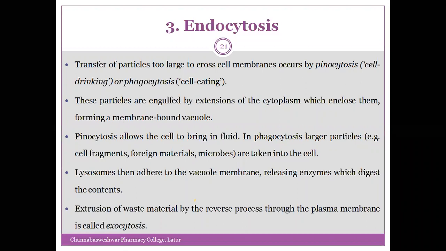So what happens in endocytosis? Look there. First we will discuss 2 points: pinocytosis and phagocytosis. Pinocytosis means transportation of liquid material, that is cell drinking. And phagocytosis means solid materials, like cell eating. Larger proteins, particles or substances are engulfed by an extension of cytoplasm which encloses them, forming a membrane bound vacuole. Means one substance is present near the cell, but it can't be transported by active or passive transportation, so such substances are transported by endocytosis.